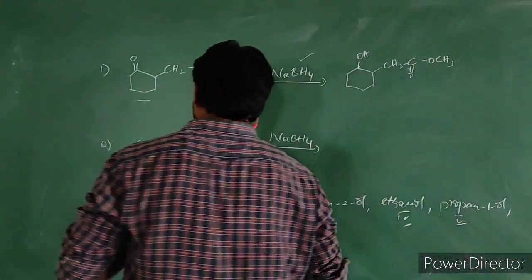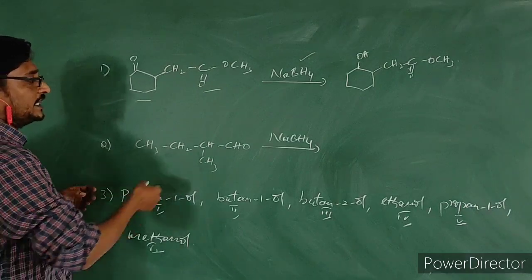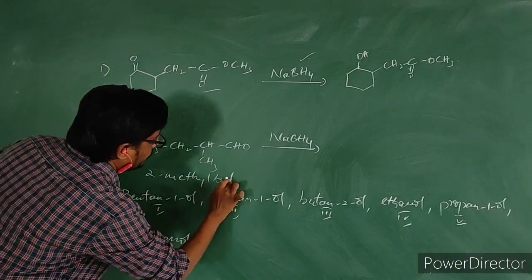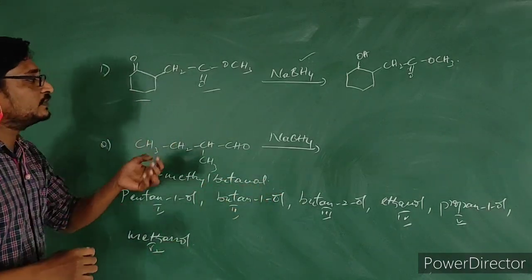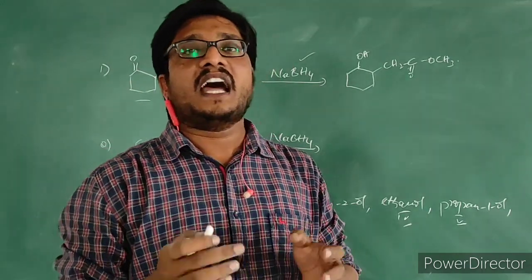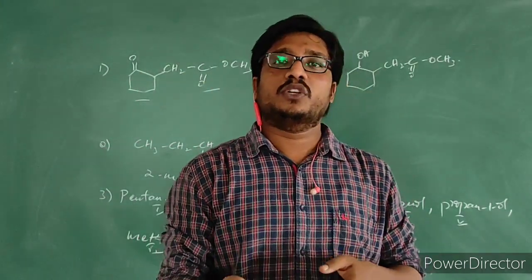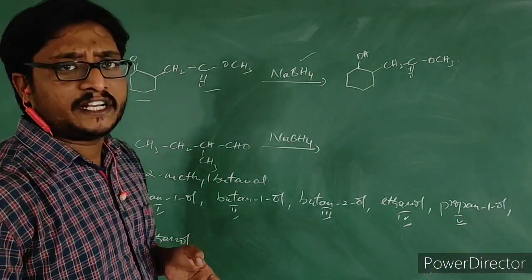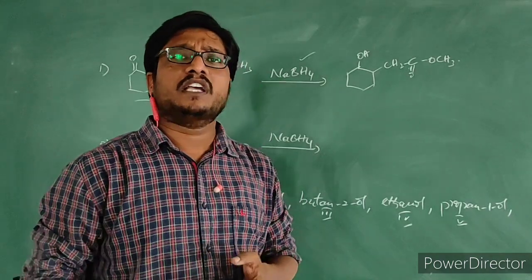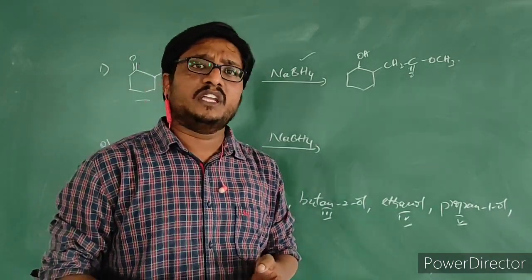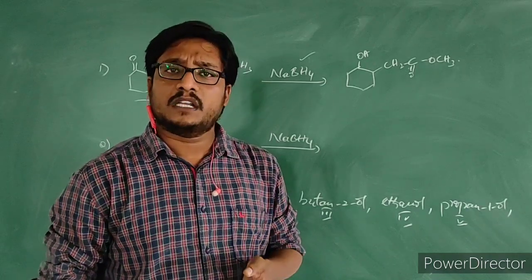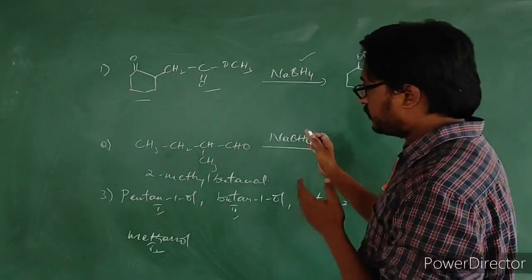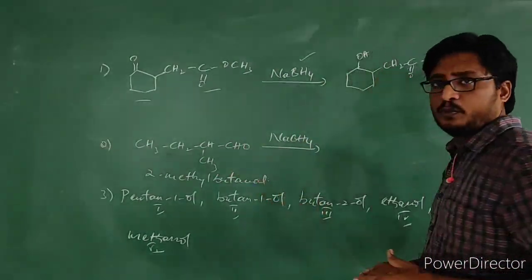Next, look at this compound. This is 2-methyl-butanal, an aldehyde. It reacts with sodium borohydride. We know that when an aldehyde undergoes reduction with sodium borohydride, alcohol gets produced. Not only with sodium borohydride, we can use lithium aluminum hydride, we can use hydrogen in presence of a metal catalyst, we can use sodium in presence of alcohol. We can use any one of these reagents. So sodium borohydride will reduce this aldehyde group into alcohol.